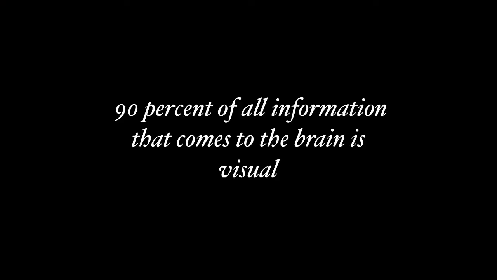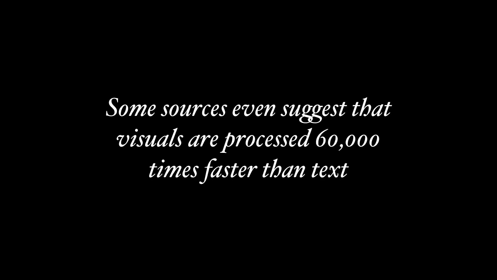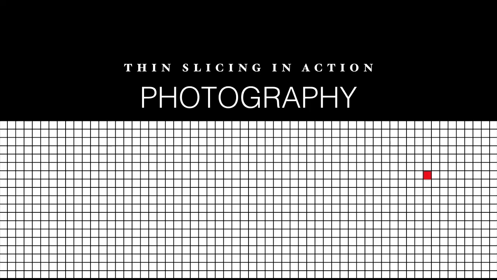Now, 90% of all information that comes to the brain is visual. So, I know, of course, you want to worry a little bit about your headlines and your copy text, but 90% of all information that comes to the brain is visual. And some sources even suggest that visuals are processed 60,000 times faster than text. So let's have a look at thin slicing in action.